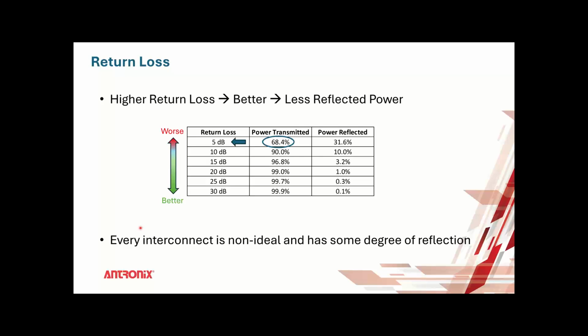But every interconnect is non-ideal and has some degree of reflection. So you don't have a perfect return loss on everything. So every connectorization, every interconnect needs to be properly spliced and checked. And even water migration can affect the return loss on every interconnect. So make sure everything is actually sealed well and prepped correctly.